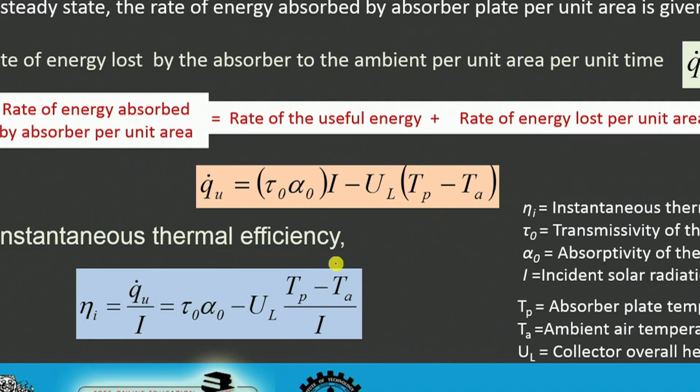From here, efficiency can be found out as the useful energy per the incident solar radiation, which is equal to tau naught alpha naught minus UL, the collector overall heat loss coefficient, into Tp minus Ta, upon I.